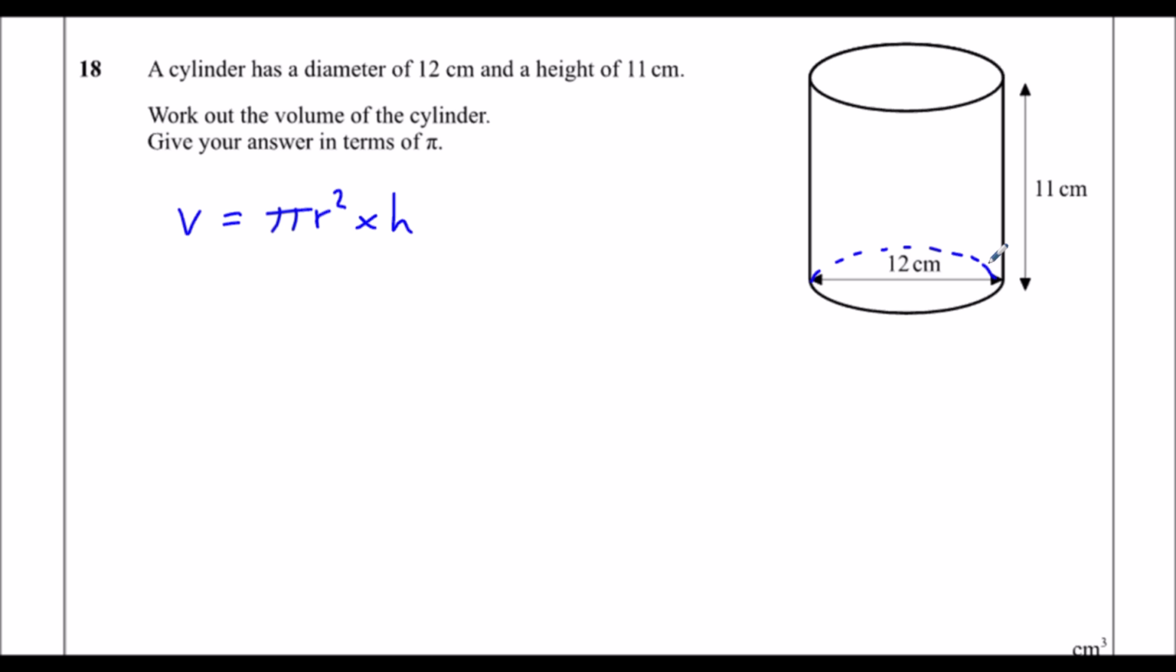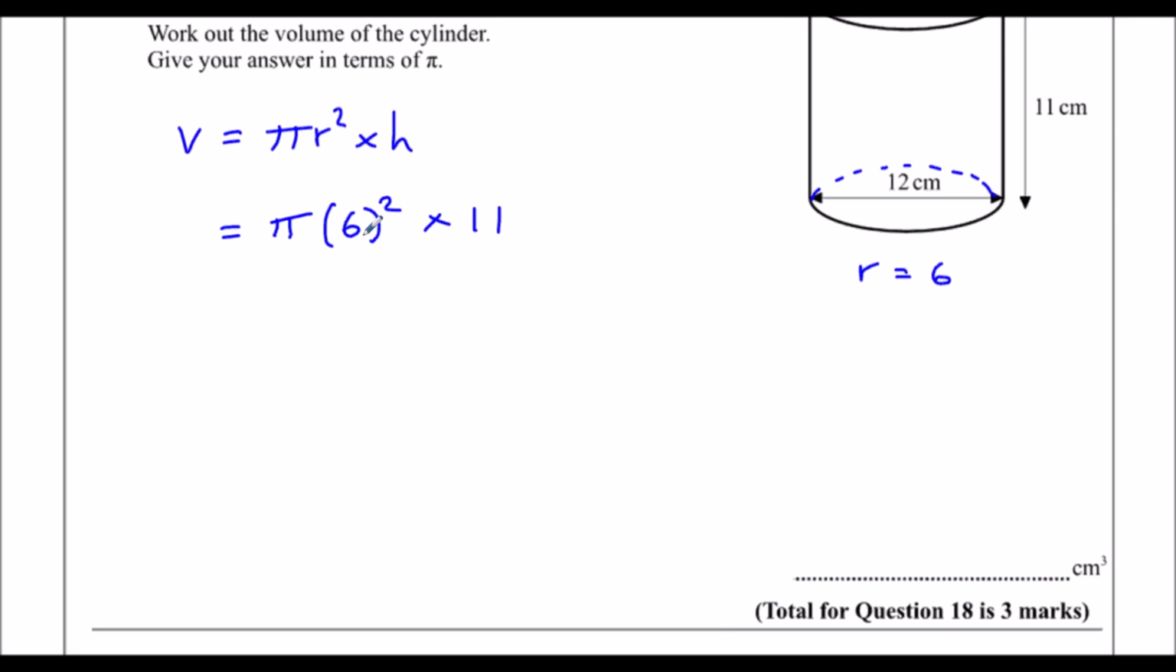So we need to know the radius. We've been given the diameter. The radius is half the diameter. So the radius is 6 and the height is 11. So we're just substituting these in. So it's pi times 6 squared times 11. 6 squared is 36. So it's 36 times pi times 11.